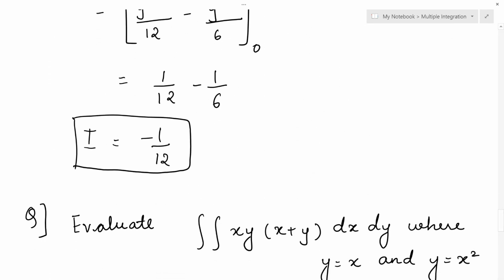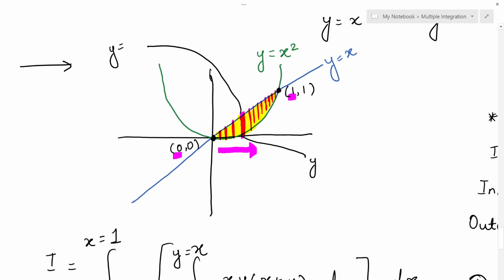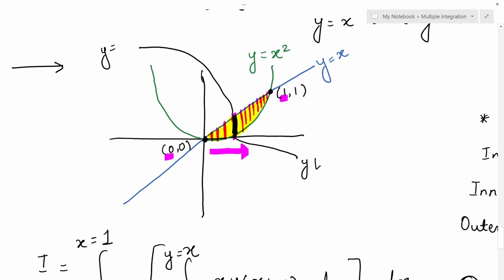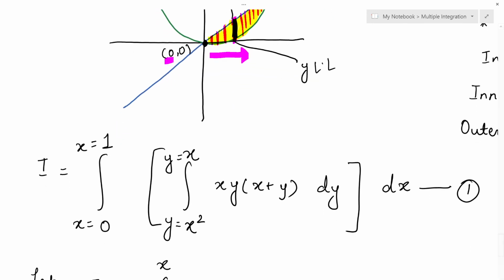Now opposite, if the strip is standing, that is if you consider a strip parallel to y-axis, the strip where it touches down is your lower limit, and the strip where it touches up is your upper limit, and the strip travels from left to right. So the left part is your lower limit and the right part is your upper limit.